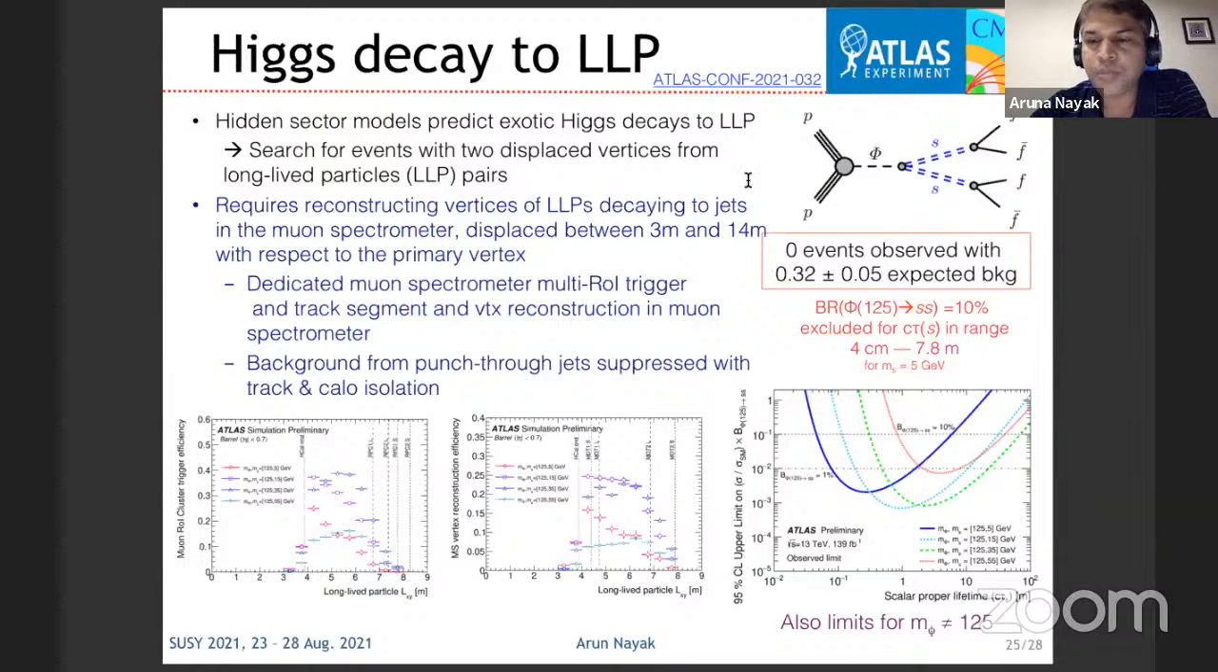We expect decay vertices, secondary vertices, in the region between 3 meters and 14 meters, which is reconstructed in the muon spectrometer. Dedicated methods are used, for example, a dedicated trigger to identify these events, and a dedicated reconstruction for the secondary vertices in the muon detector. You see, for example, the efficiency for the trigger and the muon vertex reconstruction efficiency of the muon spectrometer as a function of the decay length of the long-lived particles in the transverse plane. We observe 0 events with this selection, while 0.3 events are expected, and a strong limit is obtained on the cross-section times branching fractions.